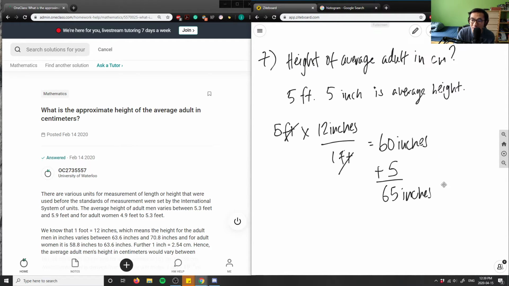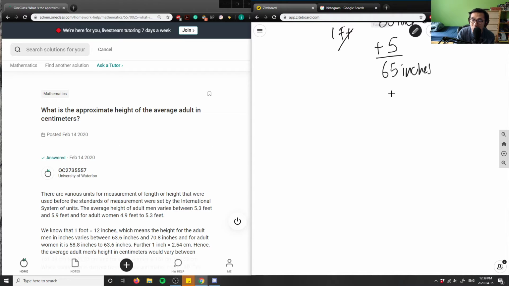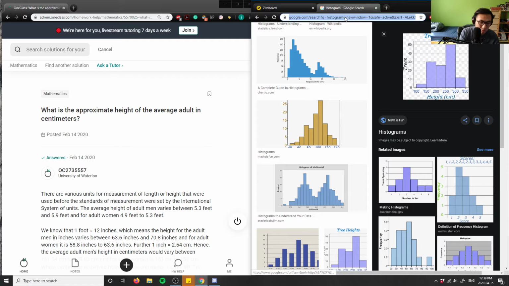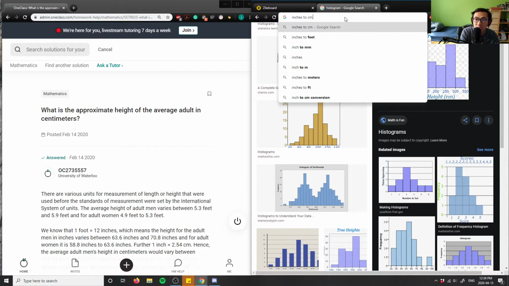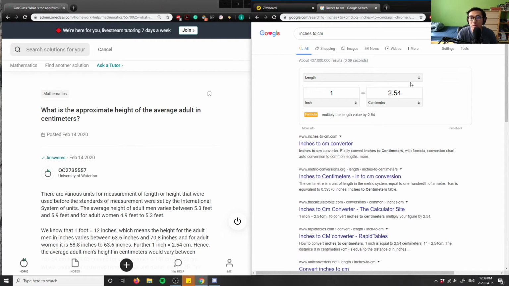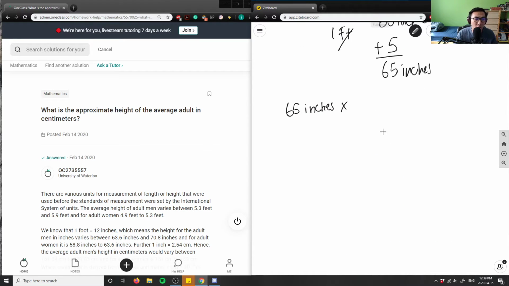Now we have to convert inches into centimeters. So how do we do that? So we have 65 inches. And our conversion rate for centimeters here, it says it's 2.54, right? 1 inch is 2.54 cm. You can also easily Google this, inches to cm is simply 2.54. The formula is 2.54, right? And again, I'm not sure you have to memorize this. You might get a formula sheet on the test, so it's totally fine. But I'm going to use the exact conversion of 2.54.